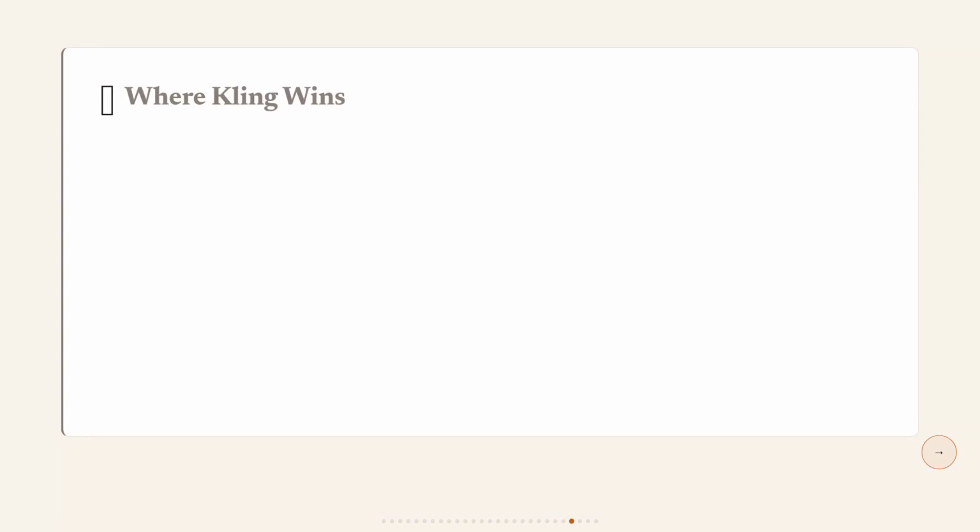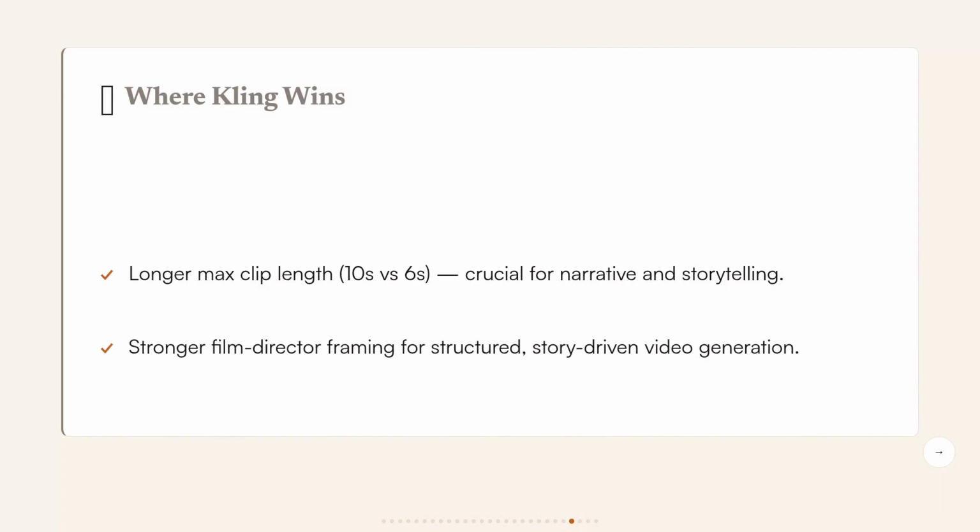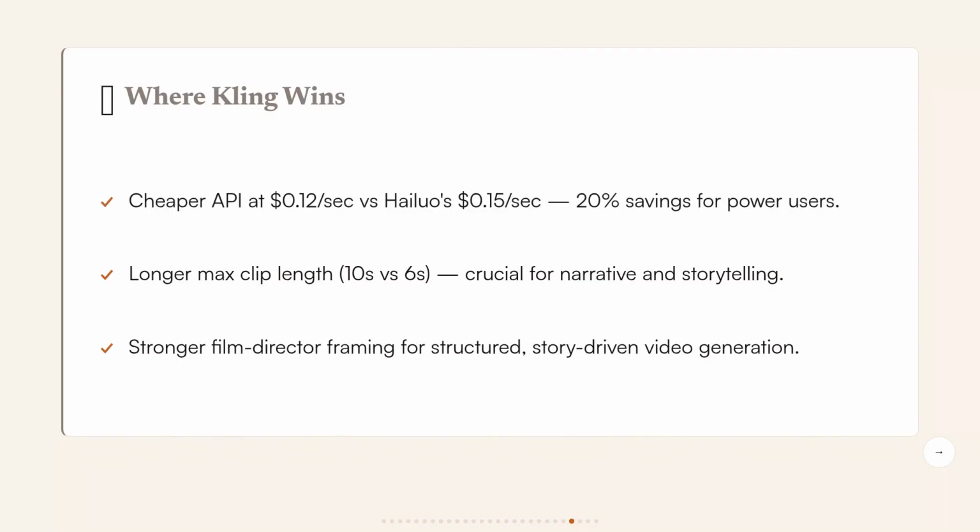Kling wins on API price at 0.12 per second versus Hailuo's 0.15, which is 20% cheaper for high-volume API users. It also wins on clip length at 10 seconds versus Hailuo's 6, which is the decisive advantage for narrative filmmakers who need a single clip to carry a full story beat without stitching.